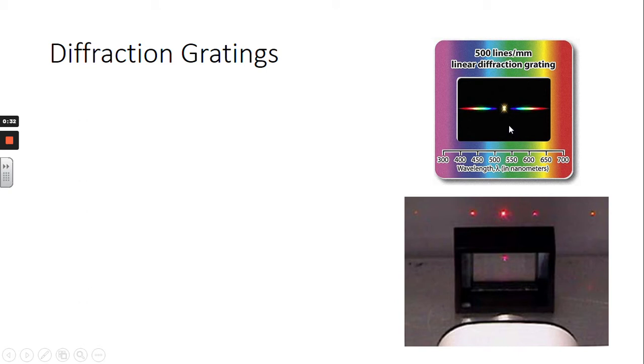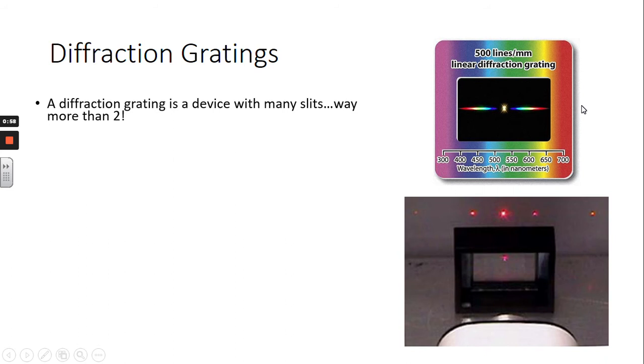So this is the sort of extreme end of diffraction, right? We looked at double slit diffraction patterns first, and then just one single slit, and now the other extreme is lots and lots of slits. Here, 500 lines per millimeter. We see below in this picture the result. We shine a laser, which is the bottom of the image, through this diffraction grating, which is this rectangle, and the light diffracts out. So a diffraction grating is a device with many slits, way more than just the two that we saw in the double slit experiment.